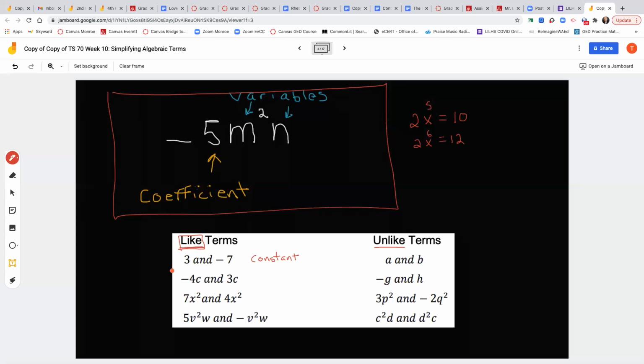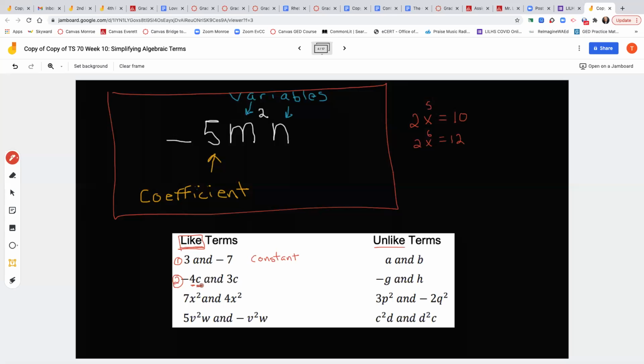Now, this next example, if this was example 1 and this is example 2 here, -4c and 3c, they're considered like terms. And here's why. This is where I want you to really listen carefully, because they both have a coefficient and it's next to the same variable. So -4c, you've got a number and the variable c. In the next one, 3c, it has the same variable.